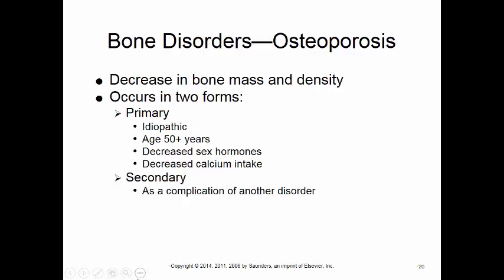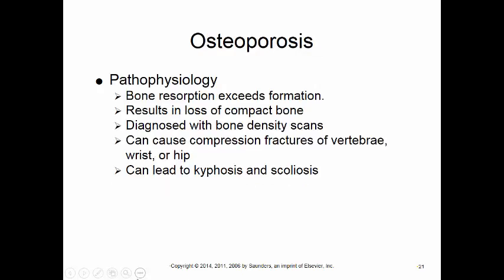And then secondary is where another disorder comes in and causes osteoporosis. The pathophysiology is bone reabsorption, so the breaking down exceeds formation. So breaking down is more than the building up. It results in the loss of compact bone in particular, and it can be diagnosed through bone scans, bone density scans. It also leads to a lot of compression fractures, such as in the vertebrae, wrist, and hips. You always hear about somebody falling and breaking their hip; this is one of the major reasons why, weak, low-density bones through osteoporosis.